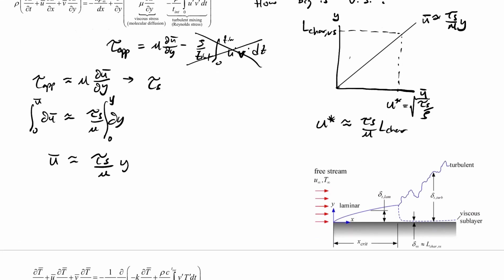So we can take one more step here and solve this. We could say L characteristic is equal to u star times mu over tau s. And then in terms of inner coordinates, y plus is equal to y over L characteristic Vs, which, when we substitute in our L characteristic, we just get y times tau s over u star times mu.